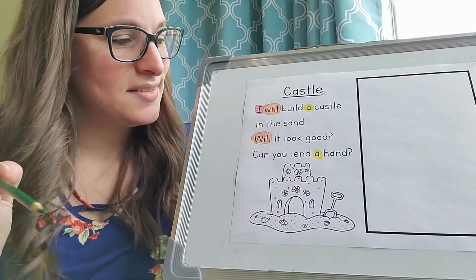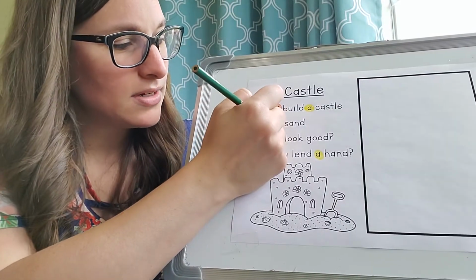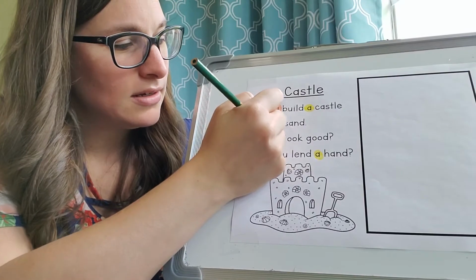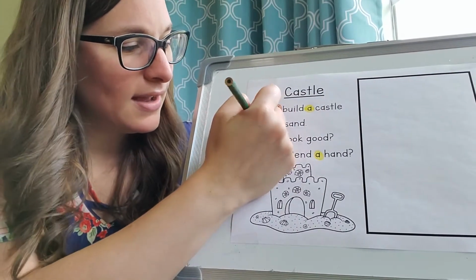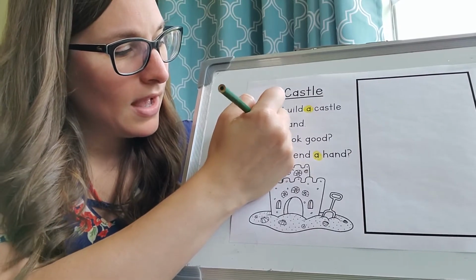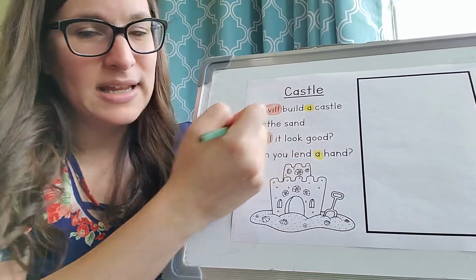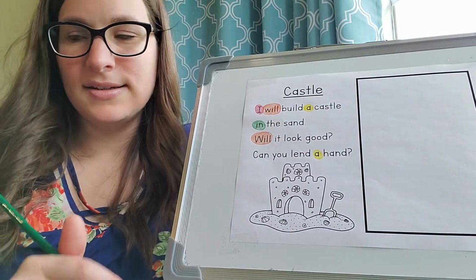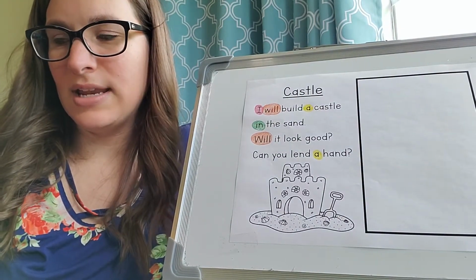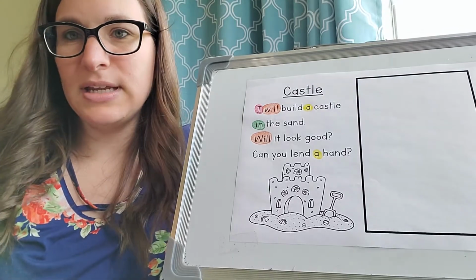In is a sight word. We talked about this word yesterday when I was doing my writing. In is I-N. I will build a castle in the sand. And that is the only time that word in appears in our poem this week.